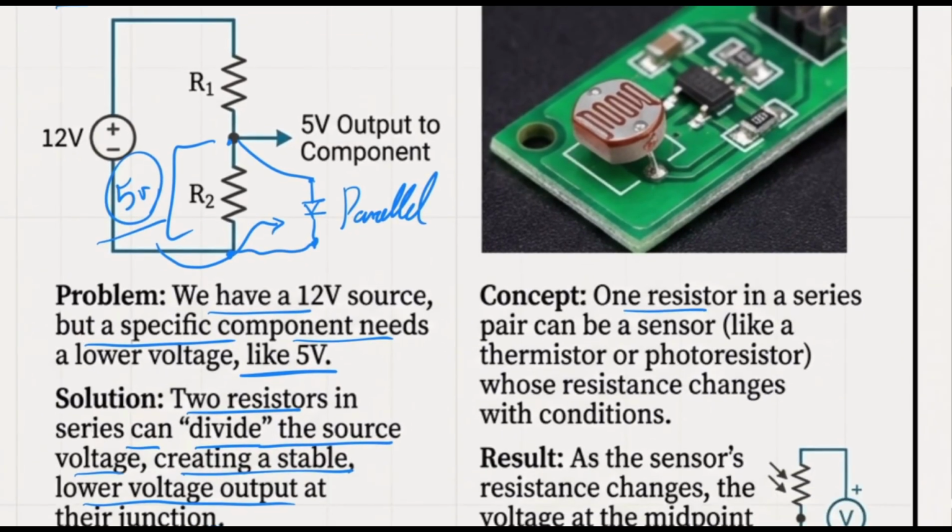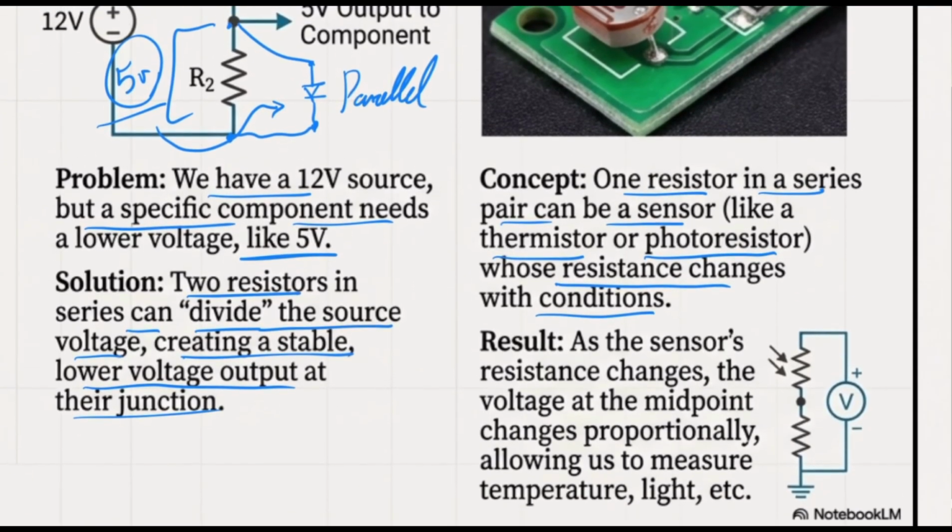One resistor in a series pair can be a sensor, like a thermistor or some kind of photoresistor. These are specific kinds of resistors that are sensitive to heat and light, so the resistance is going to change with the condition. As the sensor's resistance changes, the voltage at the midpoint is going to change proportionally, allowing us to measure temperature, light, and so on.